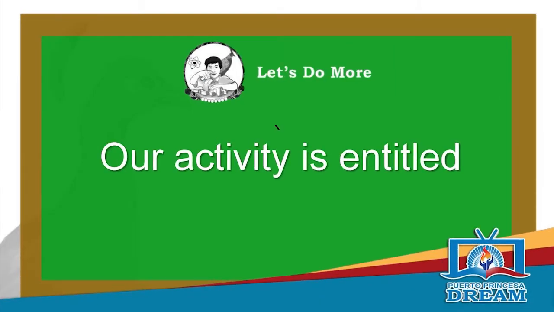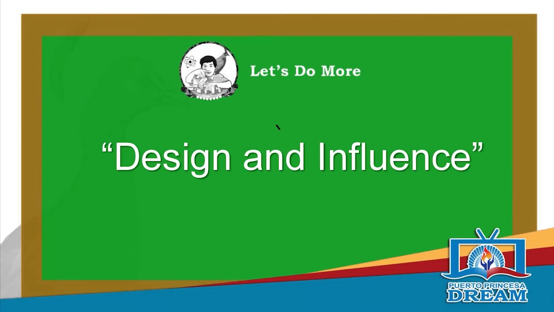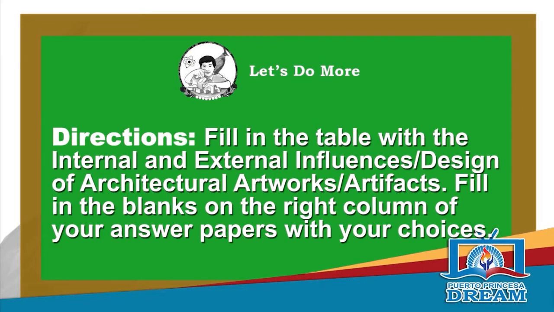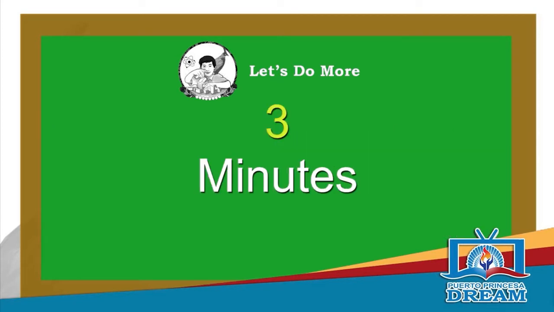Let us now proceed to the next activity entitled Design and Influence. Directions. Fill in the table with the internal and external influences or design of architectural artworks or artifacts. Fill in the blanks on the right column of your answer papers with your choices. I will give you 3 minutes to complete the table.